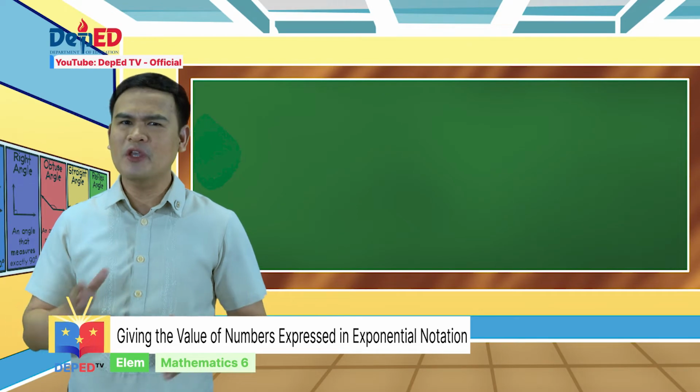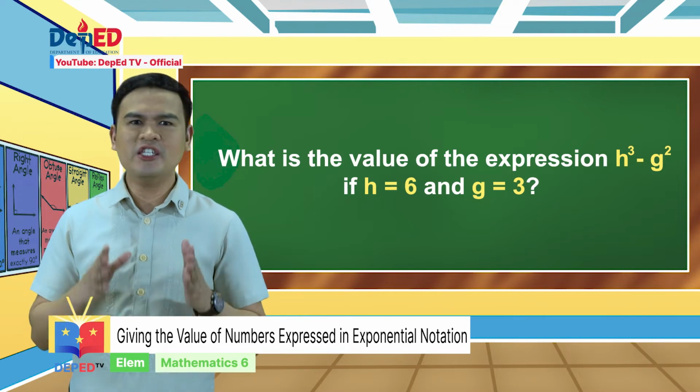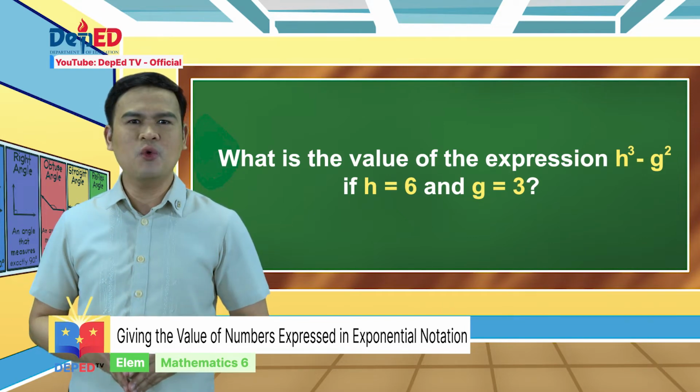Here is the problem. What is the value of the expression h cubed minus g squared if h is equal to 6 and g is equal to 3?